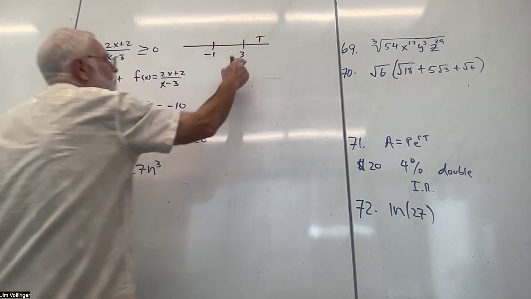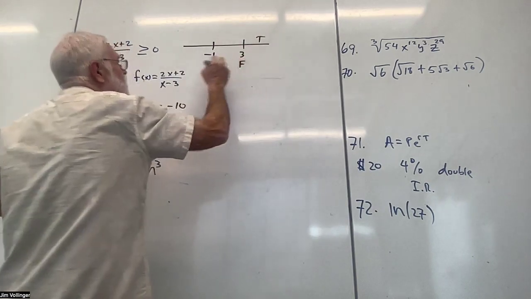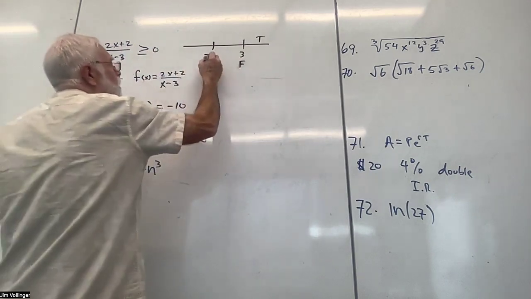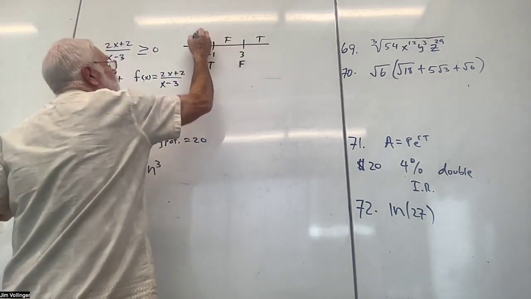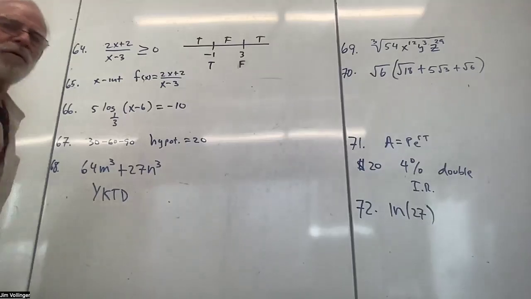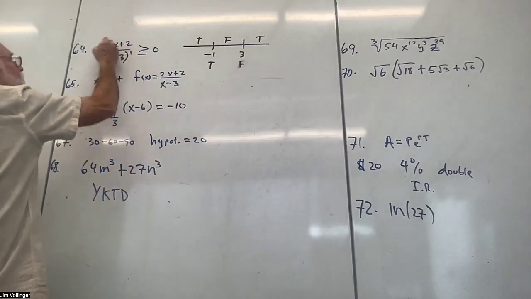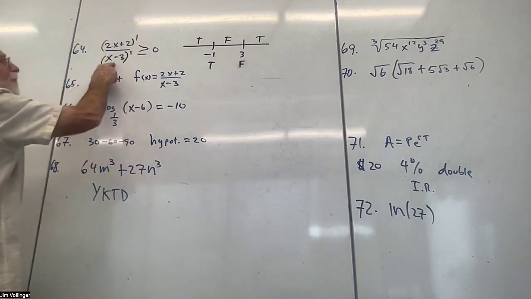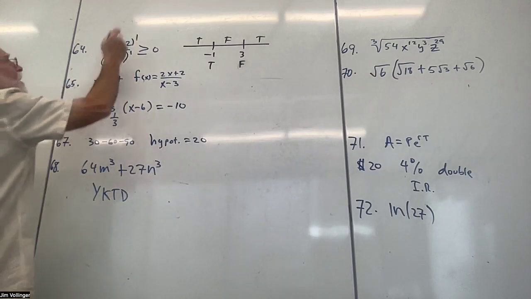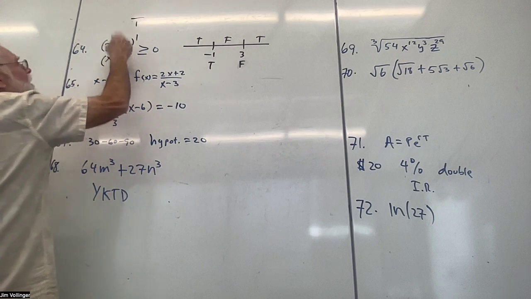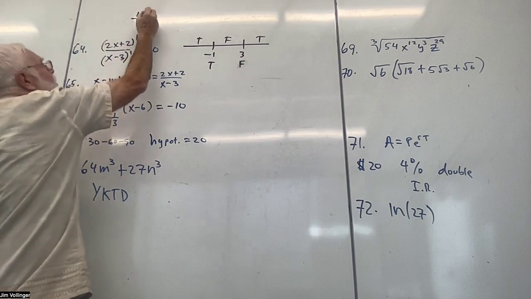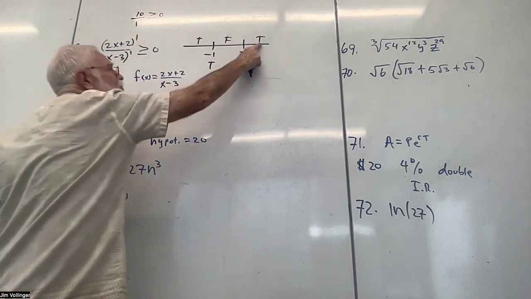Dividing by 0, I can't do. So that's false. I should have looked. -1, that's true. This is going to be false. This is going to be true. Obviously know something about sign changes. Let's put 4 in. 4 minus 3 is 1. That's 10. Is that number greater than or equal to 0? That's why I said true.